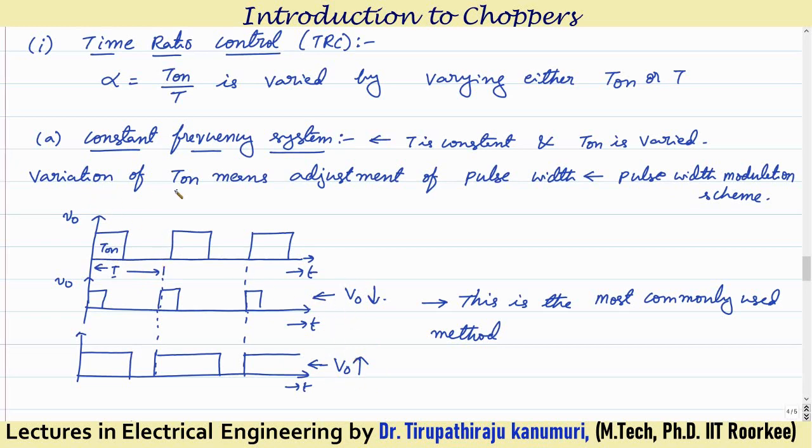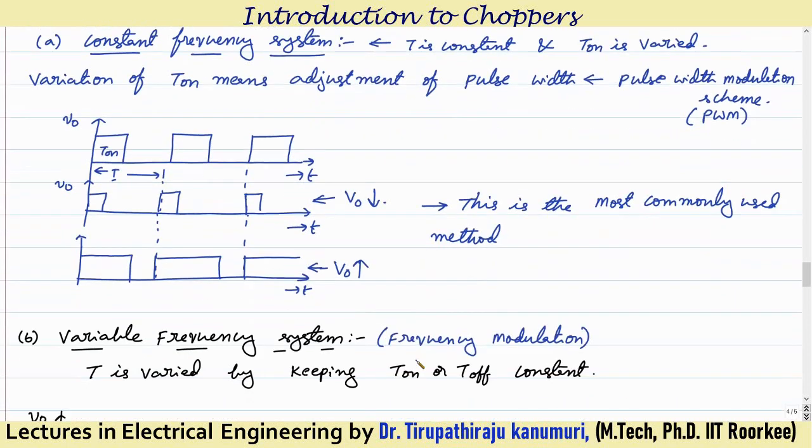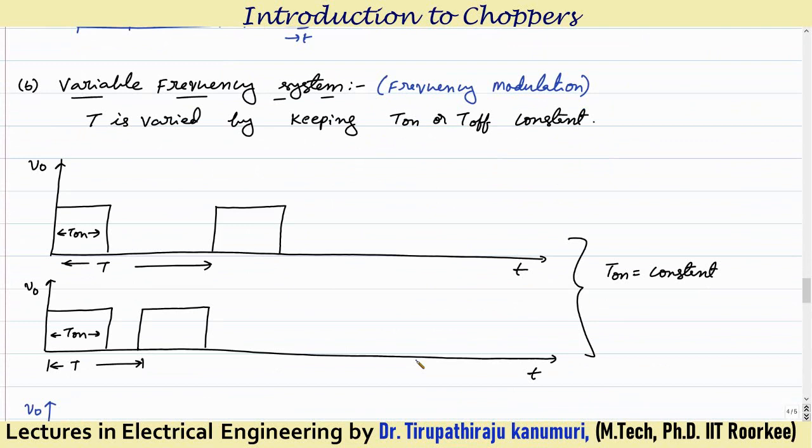This variation of the T on is nothing but adjustment of the pulse width. How much width of the pulse is given? Total time T is constant. What is the width of this pulse? The on pulse. The pulse is adjusted. As you are adjusting the pulse width, it is also called the pulse width modulation scheme. This is also called PWM, pulse width modulation scheme. This is the most commonly used method compared to other methods. The reason we are going to discuss in the coming sections.